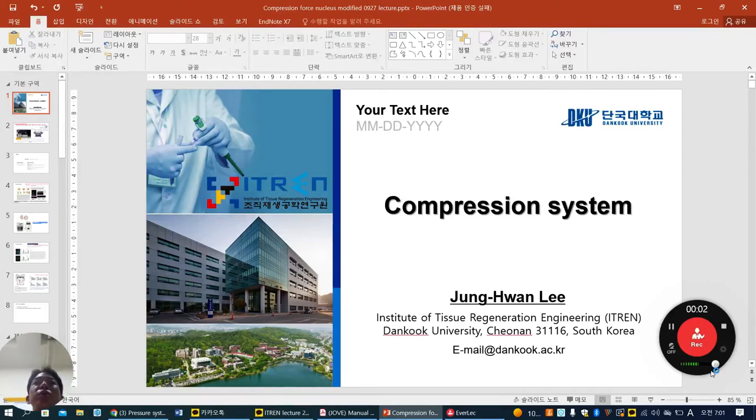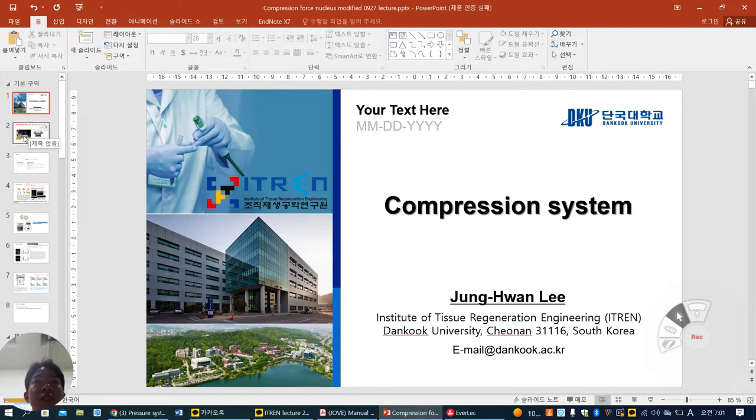Good morning, everyone. Today, along with last week, I'm talking about the external force system. Last week, we talked about the stretching system. This week, we are talking about the compression system.